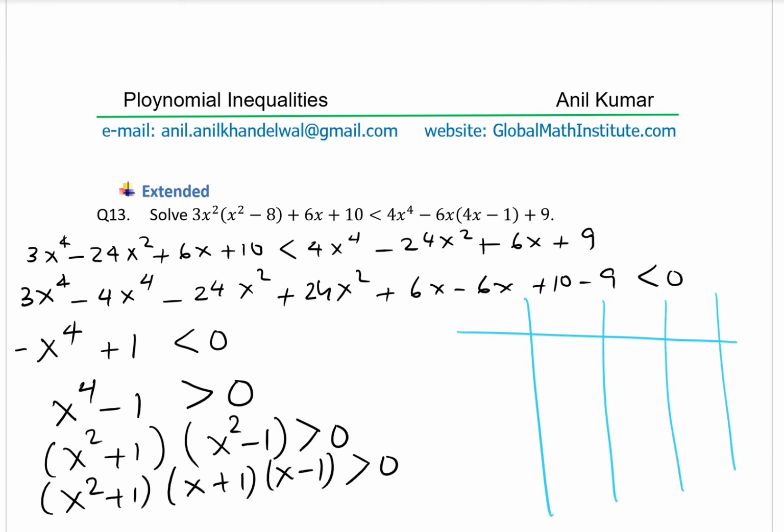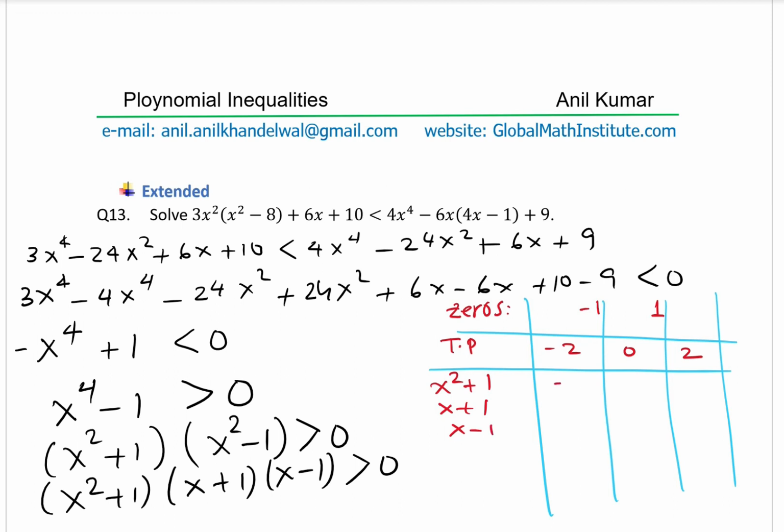In this table, we have critical numbers which are at x equals minus 1 and x equals plus 1. So those are our zeros. We'll take test points. Test points could be minus 2, 0, and 2. And now we'll write down our factors: x squared plus 1, x plus 1, and x minus 1.